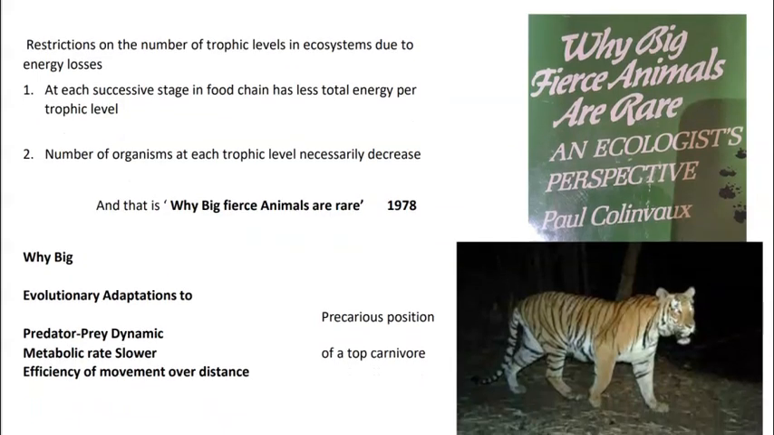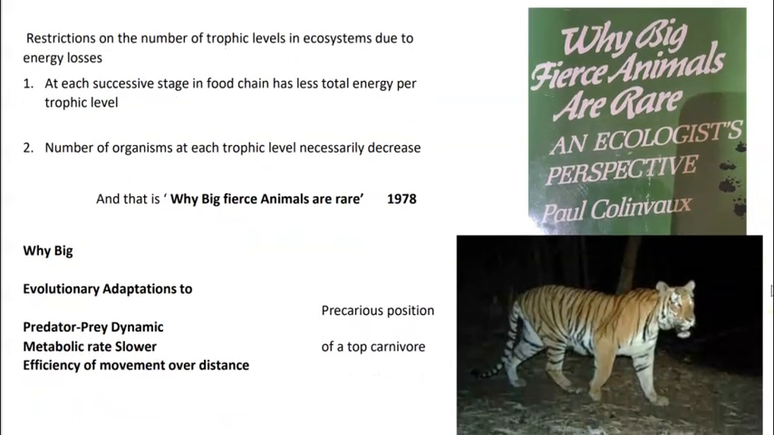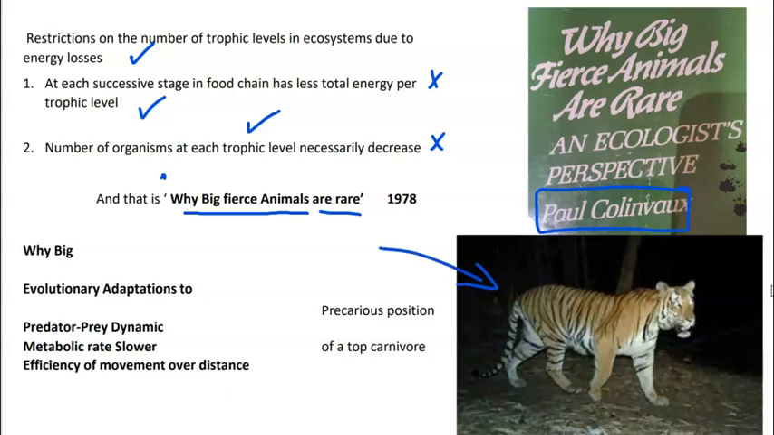There are consequences to this stepped pyramid structure and the loss of significant amounts of energy at each trophic level. These energy losses mean that the total energy available to the next trophic level is considerably less. The number of organisms that can be supported also decreases, which we have here as well. So these are the two consequences that we initially note. Indeed, Paul Colinvaux, in his 1978 book, famously wrote in one of the chapters why big fierce animals are rare, such as the tiger that we see here, tigers, lions, and so forth, the large predators. Whilst they have very impressive modes of feeding as top predators, we might ask why they are so big.